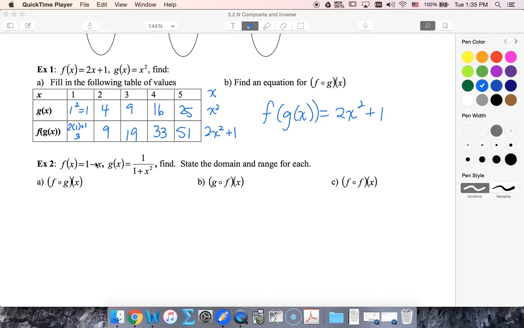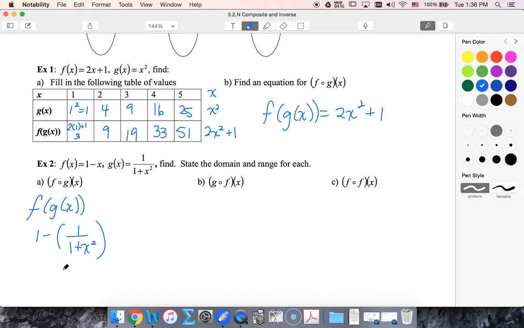Right, now we've got f of x is 1 minus x, g of x is 1 plus x squared, and I want the domain and range for each of these. So I'm going to start by first making my composite. So f of g of x is going to be 1 minus 1 over 1 plus x squared. So I'll get my output from g and then put it into my f.